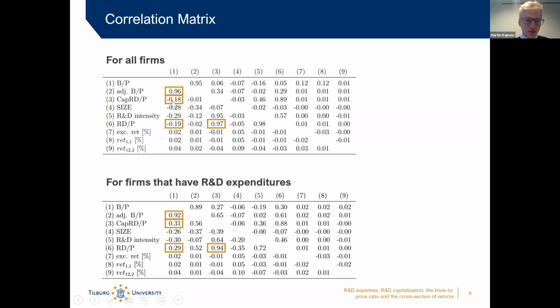This can already be seen as the sign flips here for the subsample of firms that have R&D expenditures. Now, as I've already indicated before, R&D to price and capitalized R&D to price are very highly correlated, so that it makes it very challenging to tease out the incremental information content here.